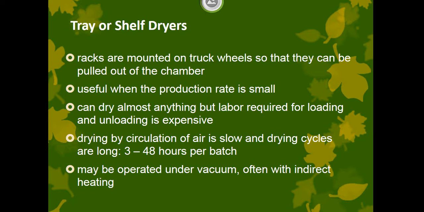Now, in here, racks are mounted on track wheels, as shown in the illustration, so that they can be pulled out of the chamber. They're useful when the production rate is small and can dry almost anything, but the labor requirement for loading and unloading is expensive. You need somebody to load the material and unload it after the set time for drying. Drying by circulation of air is slow, and drying cycles can take as much as 3 hours to 48 hours per batch. As such, this is not suited for large-scale drying. It may be operated under vacuum, as shown to you in the video, and often with indirect heating.